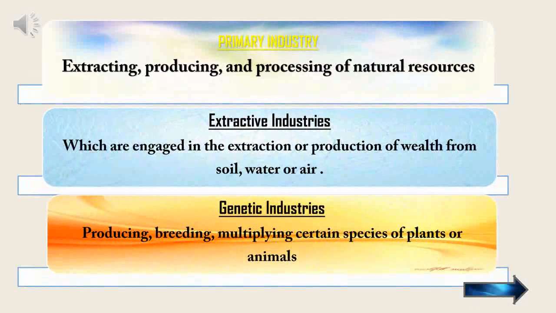Primary industries are concerned with the extracting, producing, and processing of natural resources. Extractive industries are engaged in the extraction or production of wealth from soil, water, or air. Genetic industries are undertaken for producing, breeding, and multiplying certain species of plants or animals.